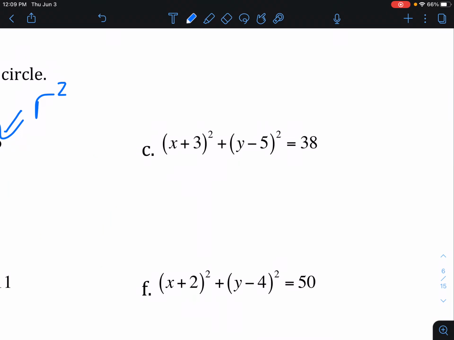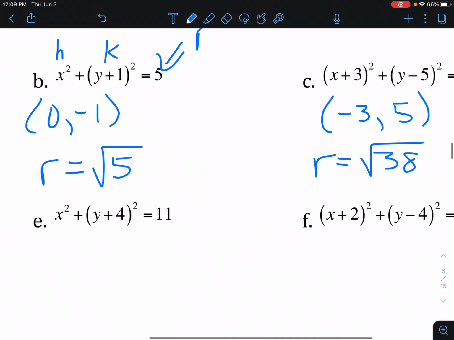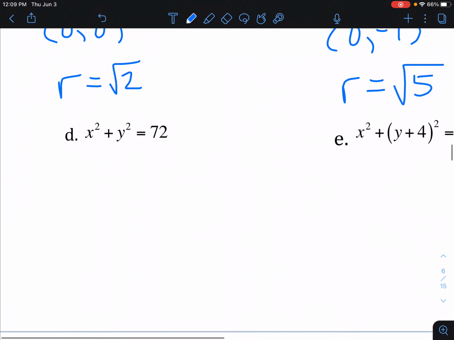Letter C. The center is -3, 5. And then the radius, you take the 38 from the formula, and you must take the square root of it. And that can only be broken up into 2 times 19. There's no 2 of a kind, so gotta leave it as square root of 38. Letter D, what's the center here?